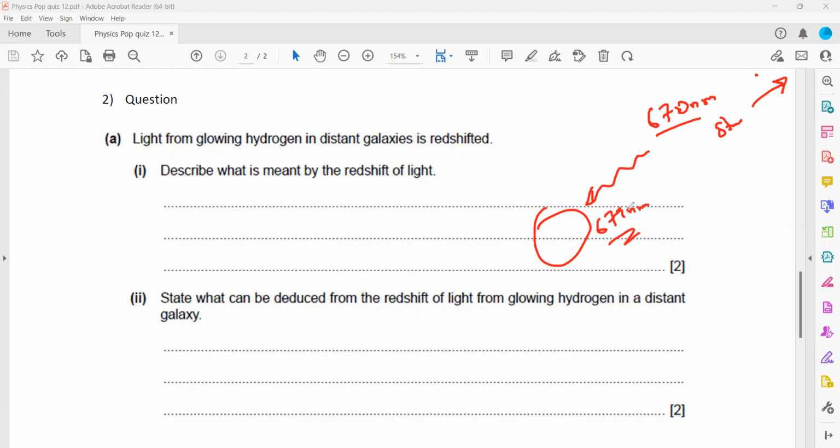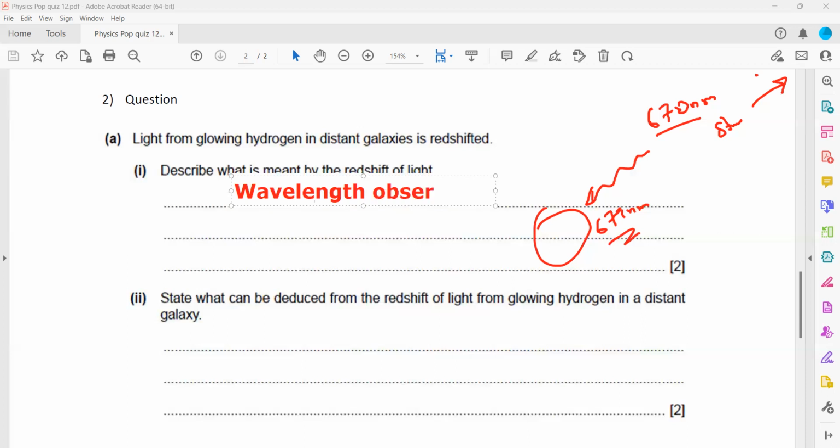It's not that a longer wavelength is emitted from the star, but when we receive that wavelength, it appears to be longer than what was actually emitted from the star. So what is the definition of a redshift? We mention the wavelength which we observe appears to be longer as compared to the wavelength emitted from the star. You don't have to memorize the colors. You don't have to memorize the wavelengths as well.